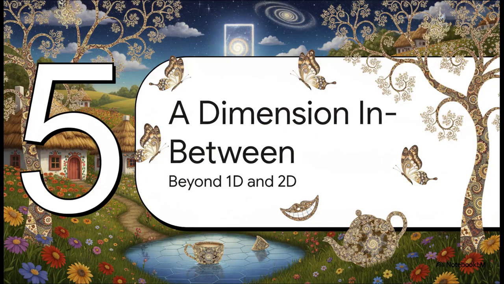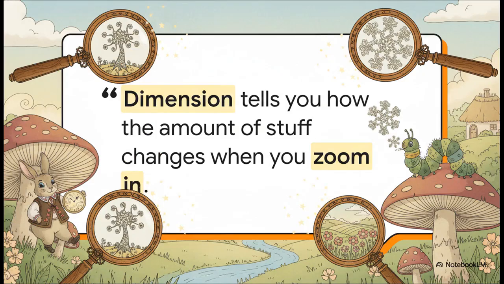All right, get ready for maybe the most mind-bending idea of them all. We're all used to thinking about dimensions in whole numbers, right? 1D is a line, 2D is a flat shape like a square, 3D is the world. So, where does a shape like this fit in? Here's a really great, simple way to think about what dimension even is. Forget the textbook definitions for a second. Just think of it like this. Dimension tells you how much stuff there is in a shape as you zoom in on it.